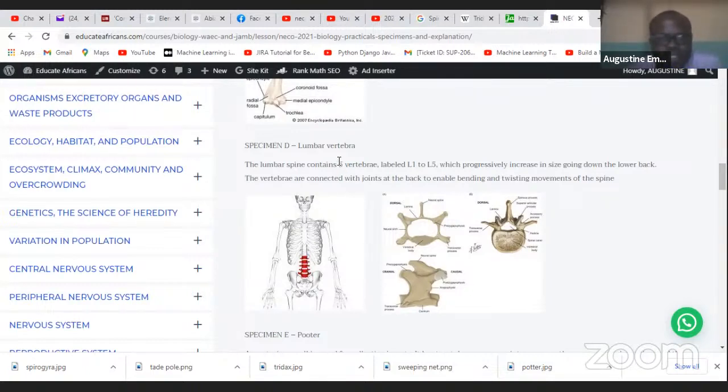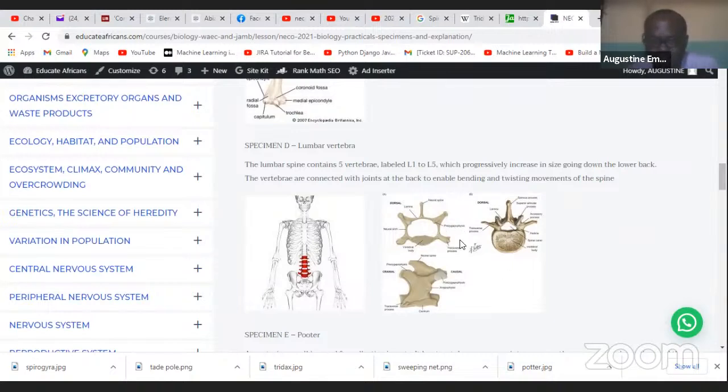So we have the lumbar vertebrae just down here. The lumbar vertebrae spine contains 5 vertebrae labeled L1 to L5, which progressively increase in size going down the lower back. The vertebrae are connected with joints at the back to enable bending and twisting of the spine. So you see that the lumbar actually helps the bending and twisting. You can see it here. So it's just down here after the thoracic vertebrae.